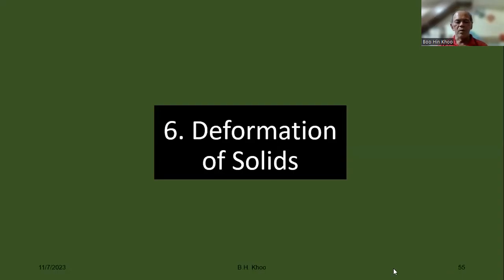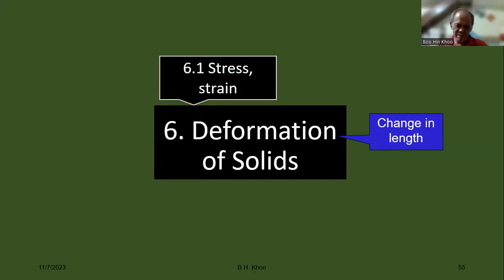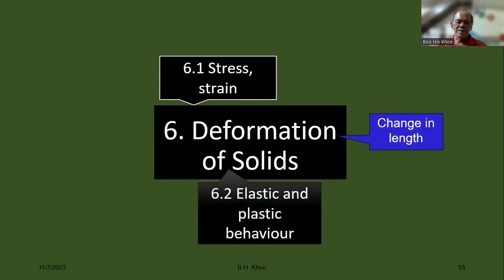Once again, welcome to A-Level Physics, Cambridge A-Level. Topic is deformation of solid. What have we covered? When we think of deformation in this topic, we are looking at change in length, either a decrease in length or increase in length. 6.1 is stress and strain, and 6.2 is elastic and plastic behavior.